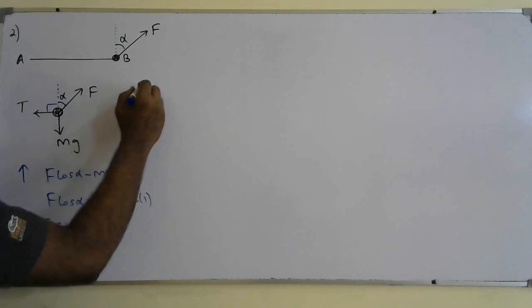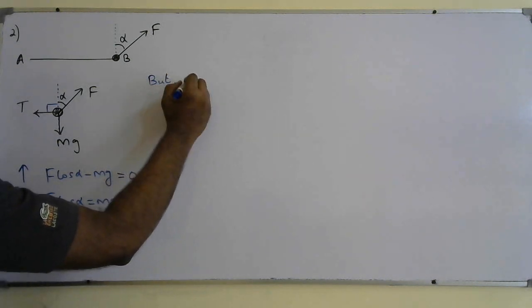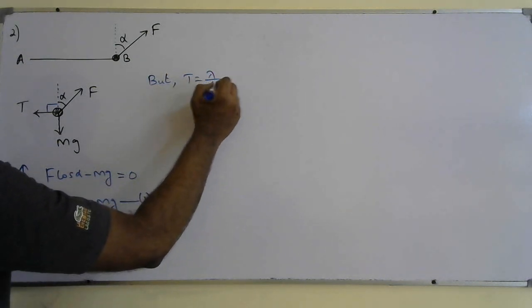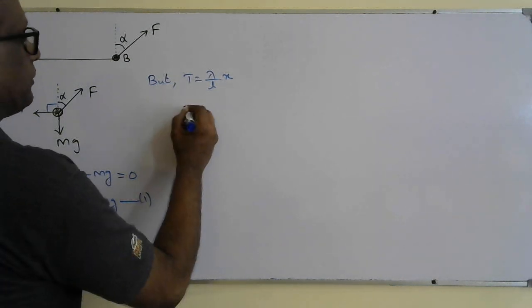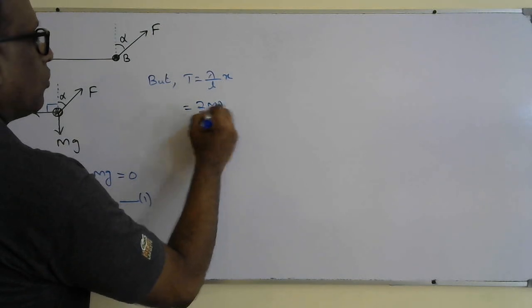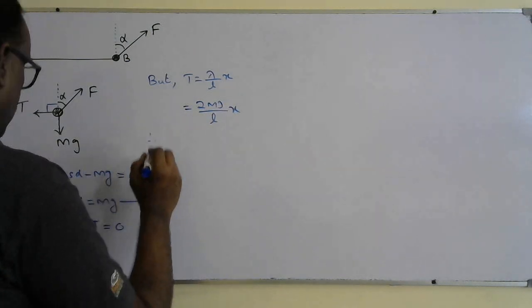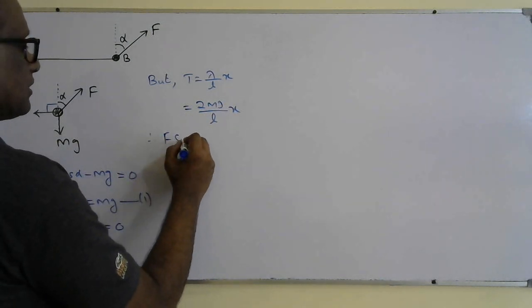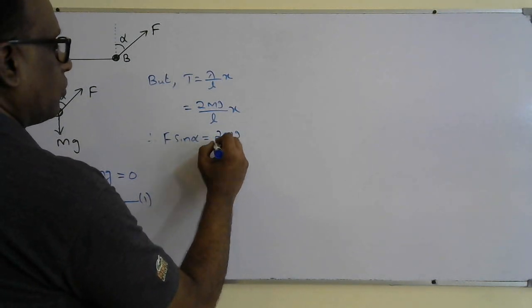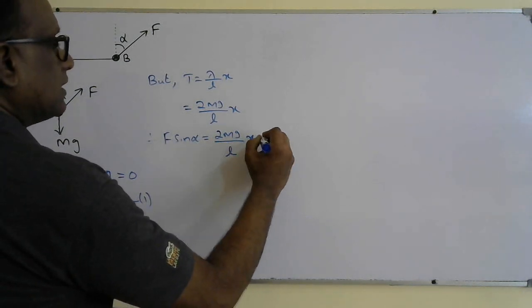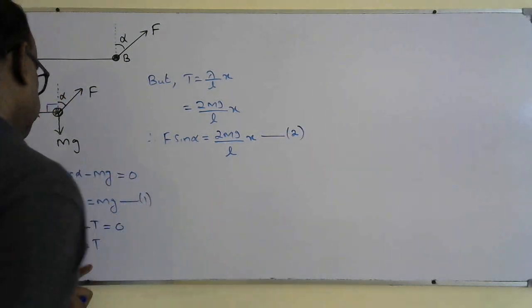Okay, but we know that T is equal to lambda over L into x. We need to find the x. Lambda is given as 2mg, the modulus of elasticity 2mg. So T is going to be 2mg over L times x. Therefore, F sin alpha equals T, that is 2mg x over L. We'll take it as the second equation.